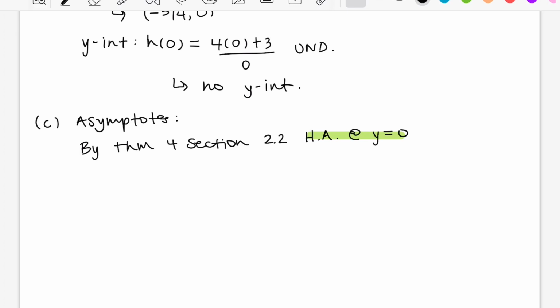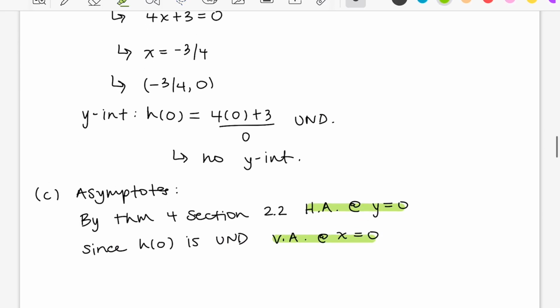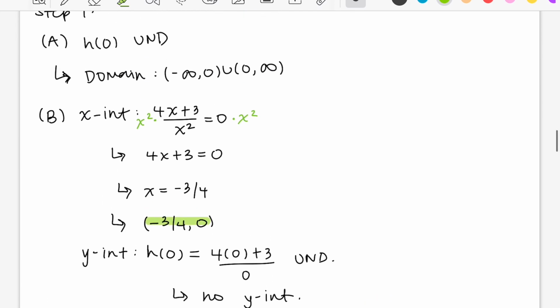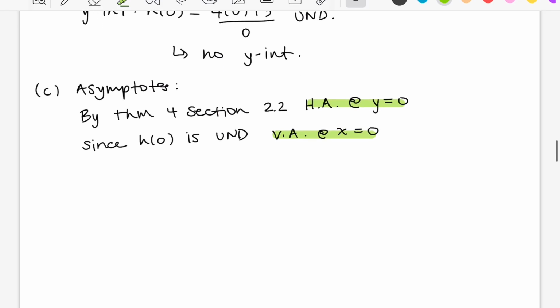Alright, and then we know that our function is going to be undefined at x is equal to 0. We're going to have a vertical asymptote here. So vertical asymptote at x is equal to 0. I just want to highlight this stuff so it's easy to keep track of when we go back through to get all the information to graph it.